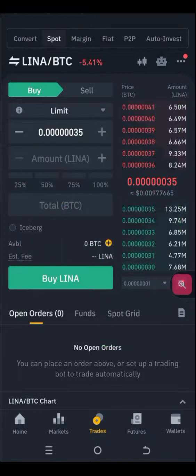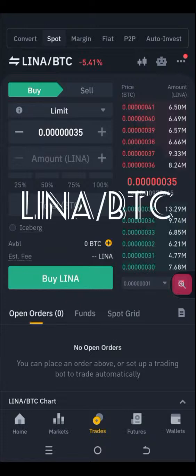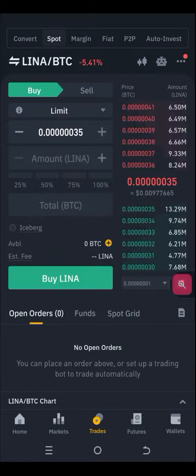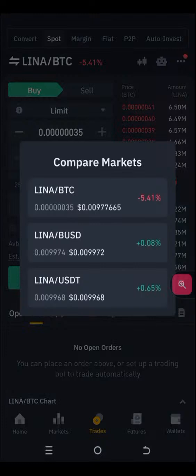Today, what do we have for us? We've got Lena BTC, or could it be Lena USDT? Let's find out. Let's quickly go to the compare markets to see what we have right now. You can see that in the compare markets, we've got Lena BTC at 0.009777, and we have Lena USDT at 0.0099. So obviously we've got to start with BTC.